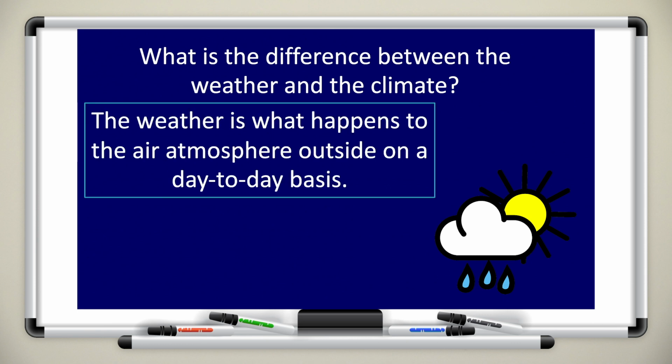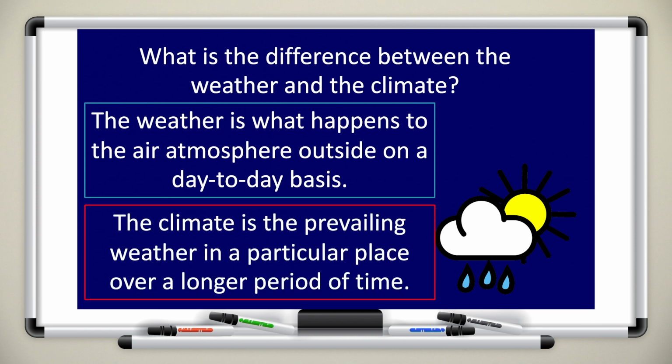The weather is what happens to the air atmosphere outside on a day-to-day basis. So the weather is something that happens daily, every day. I can say this is the weather. The climate, though, is the prevailing weather in the particular place over a long period of time. The prevailing weather, the general weather over a long period of time.